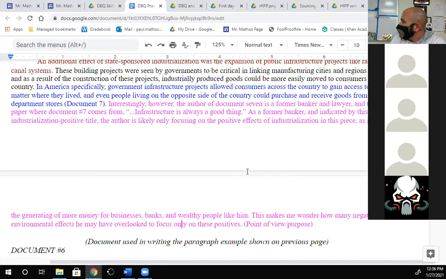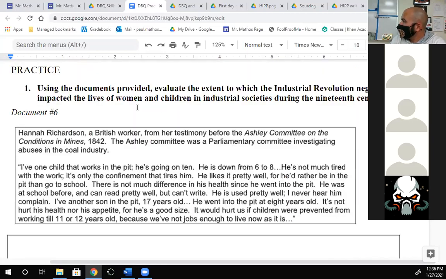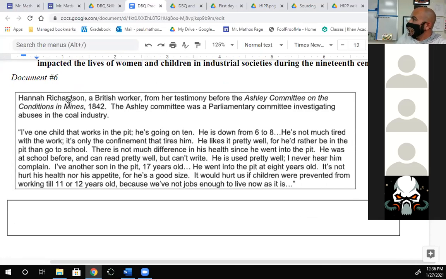So let's go ahead. Let's go to the first one. All right. Here is the first one. Here's the document. Remember, we're not making the argument. We're not telling what's in the document. You have to choose which way you want to analyze this document or to source it. Go ahead. This is Hannah Richards, a British worker, from her testimonial before the Ashley Committee on the Conditions in Mines, 1842. All this information is important, guys. Notice I emphasized her. Okay, 1842. The Ashley Committee was a parliamentary committee investigating the abuses in the coal industry.